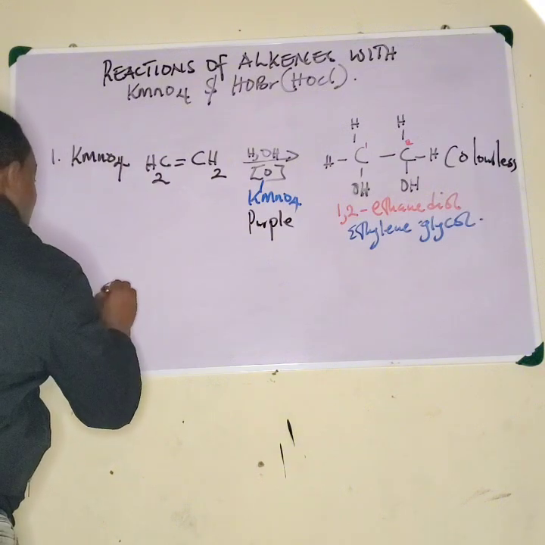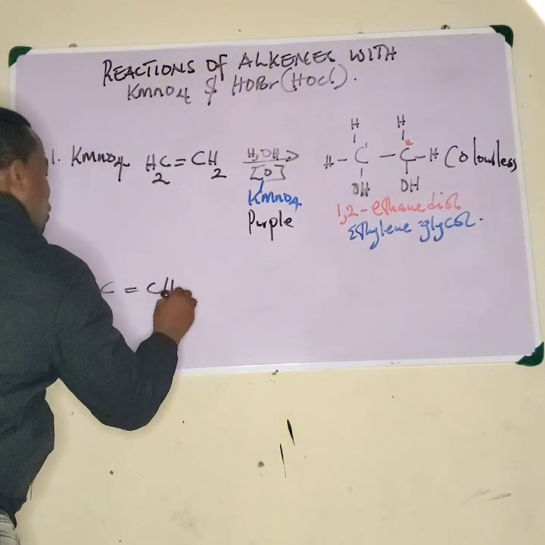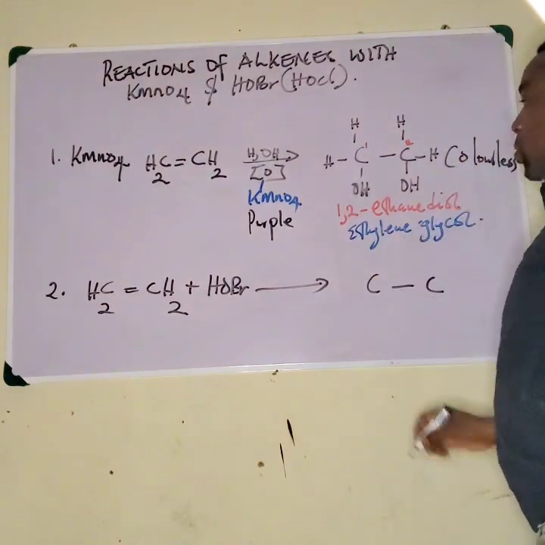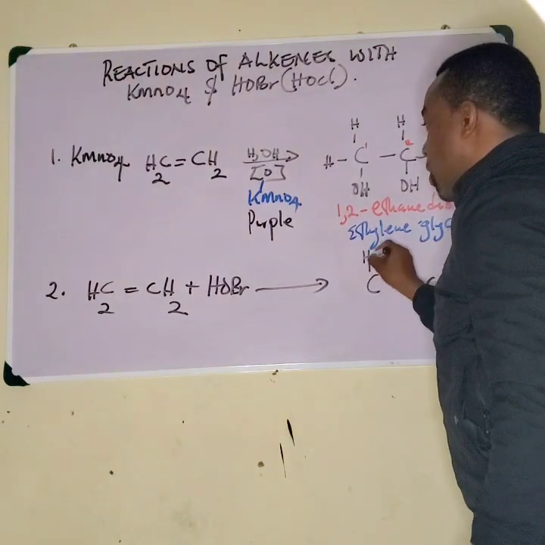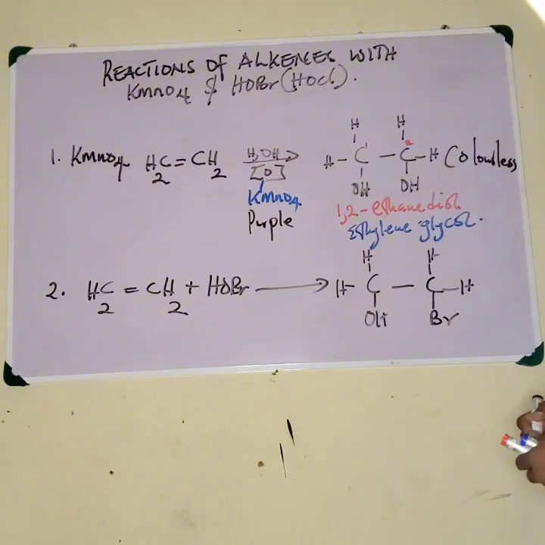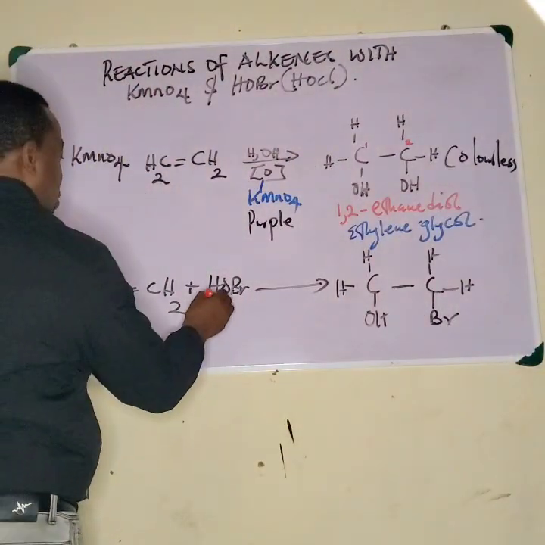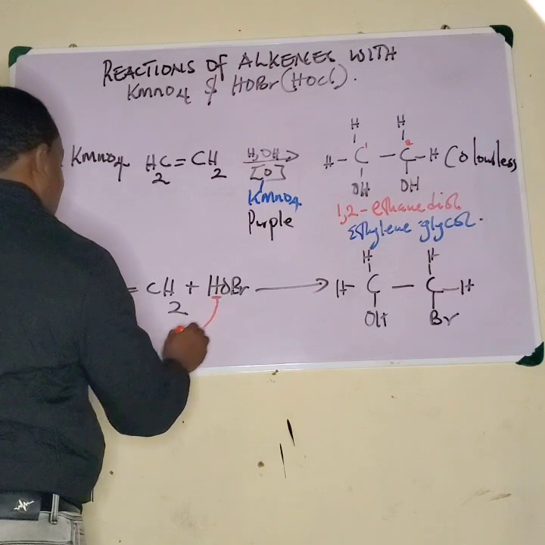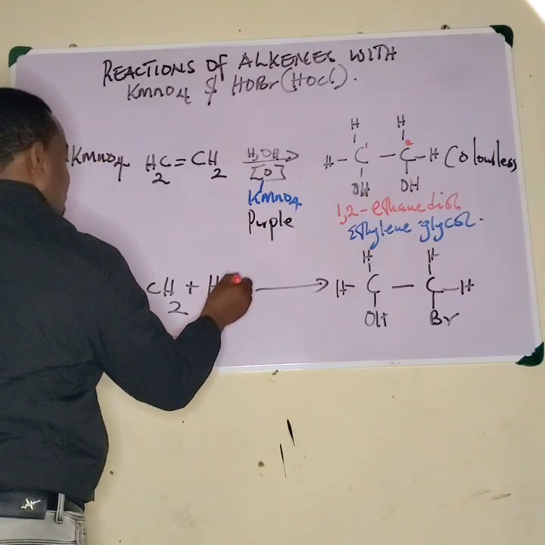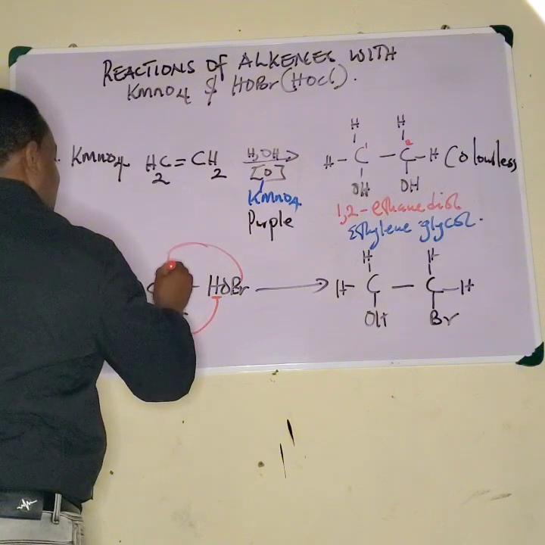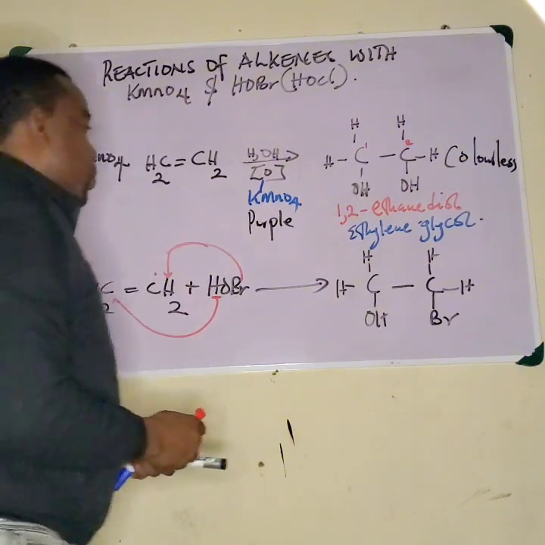I've told you what bromine water is. You can still write the reaction structurally. It will change to a single bond. We have H here already. Look at what we have. OH will come to attach itself here, and this Br will come to attach itself here. So that is what is formed.